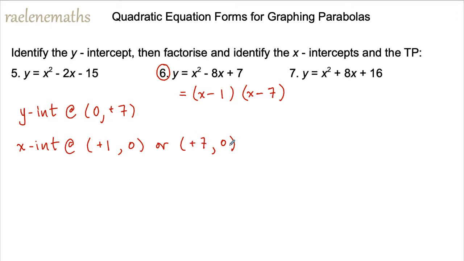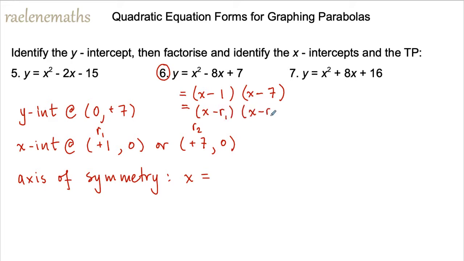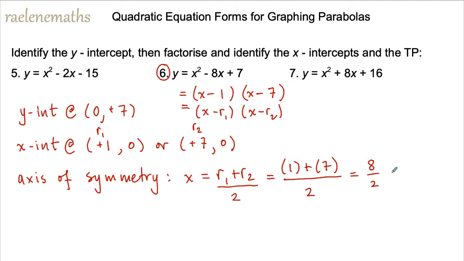Once we have the two x-intercepts, we can write the equation for the axis of symmetry by finding the midpoint of the two x-intercept values. So x is equal to r1 plus r2 divided by 2. Just recall that the factored form with a equal to 1 is simply x minus r1 times x minus r2. And the r1 plus r2 divided by 2 gives us the x-coordinate for the axis of symmetry. The average of 1 and 7 then is 8 divided by 2, which is equal to 4.